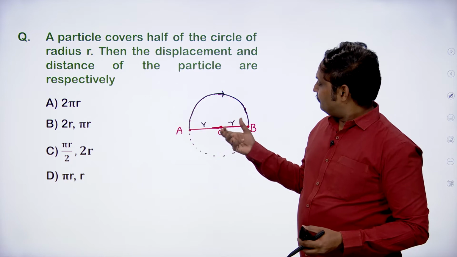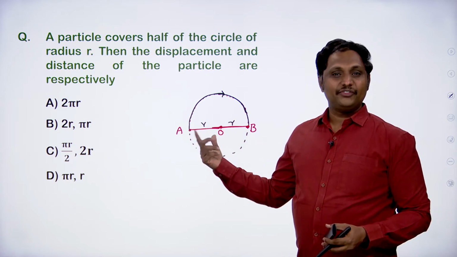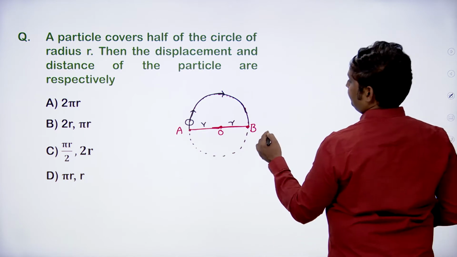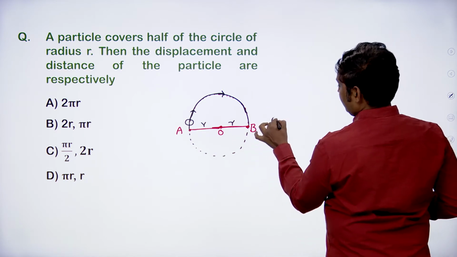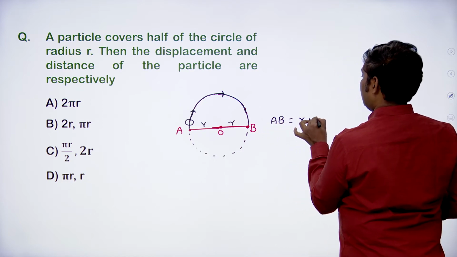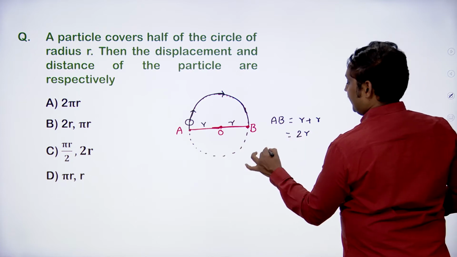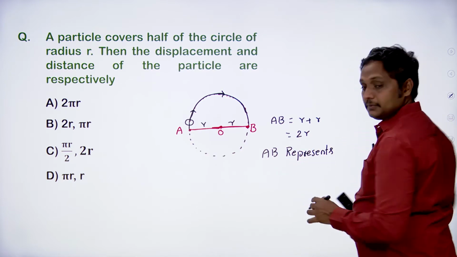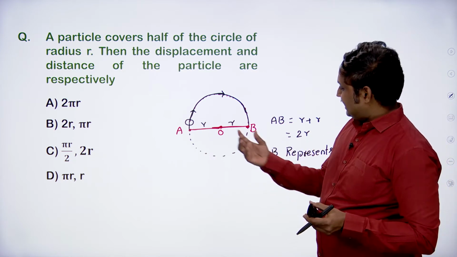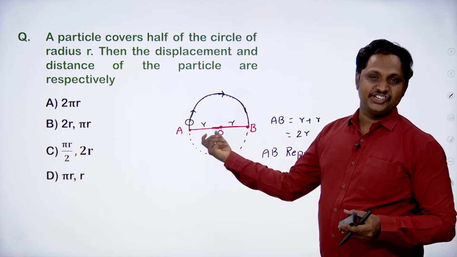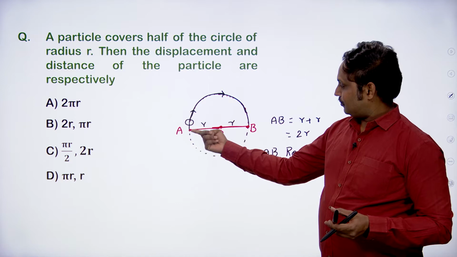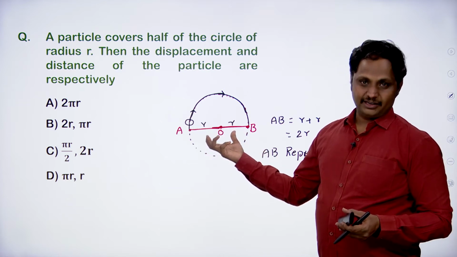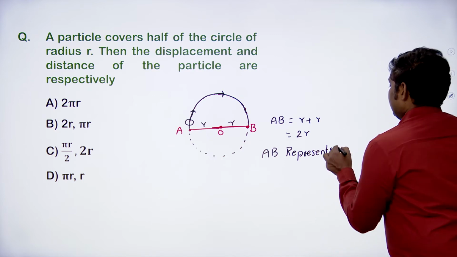Let us assume we would like to talk about the distance covered by that body. We have to go for this one. So, from the figure AB is equal to R plus R, that is 2R. AB represents the shortest path between the two points, that is the initial and the terminal point, if it has to cover half of the circle, that is half of the revolution. R is the radius of the circle. Shortest path.